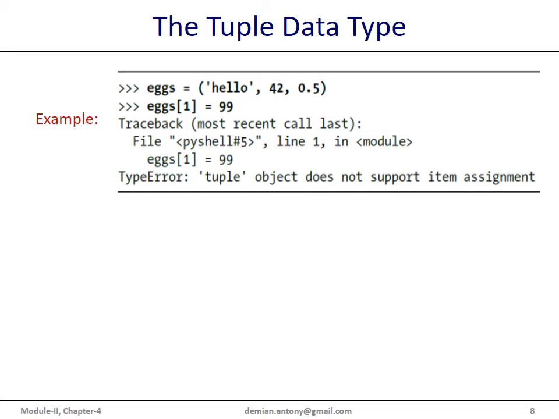Let us take up the example wherein we try to modify the first element of a tuple with a new value, and the Python runtime displays a type error as the tuple is an immutable data type.